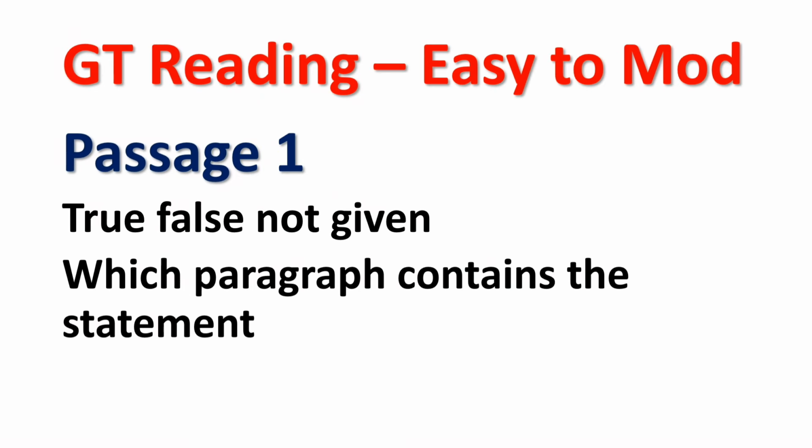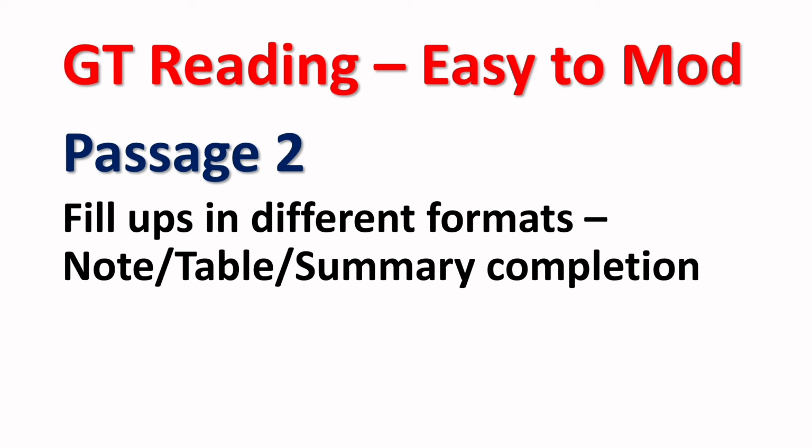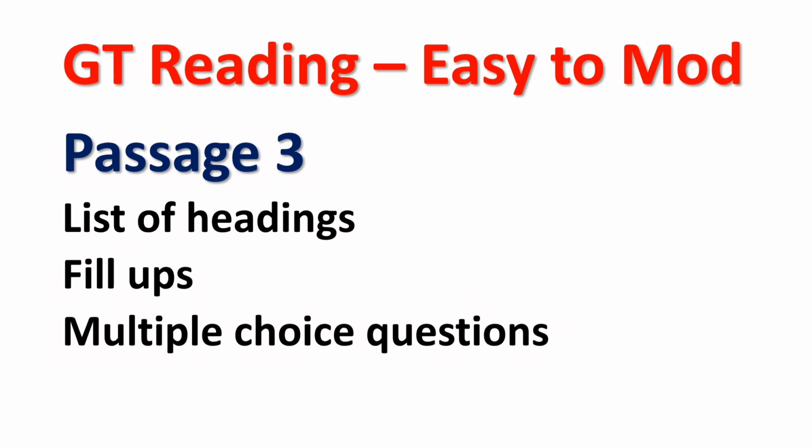Moving to general reading, it will be easy to moderate for an average student. In section 1, you can expect true-false-not given and which paragraph contains the statement. In section 2, focus on fill up questions in different formats. And in the final section, concentrate on list of headings, fill up questions, and finally, multiple choice questions. Overall, general reading will be an easy level for an average student.